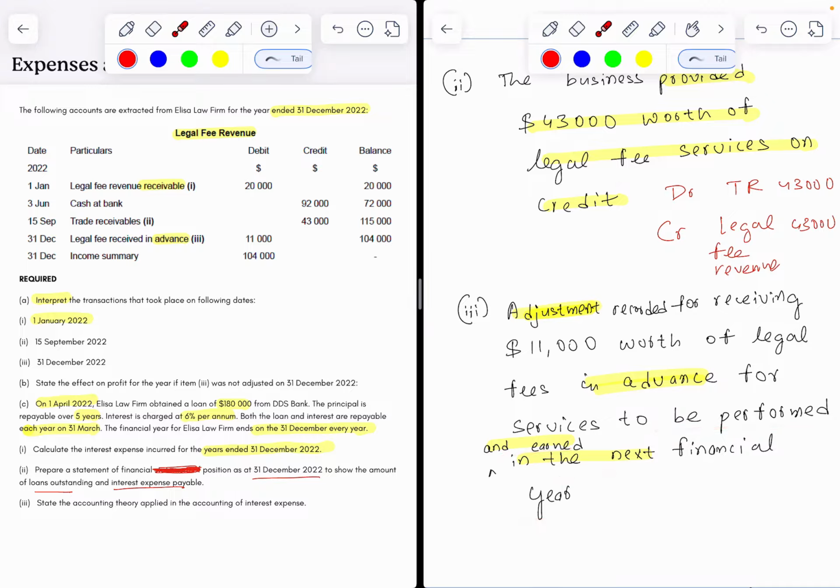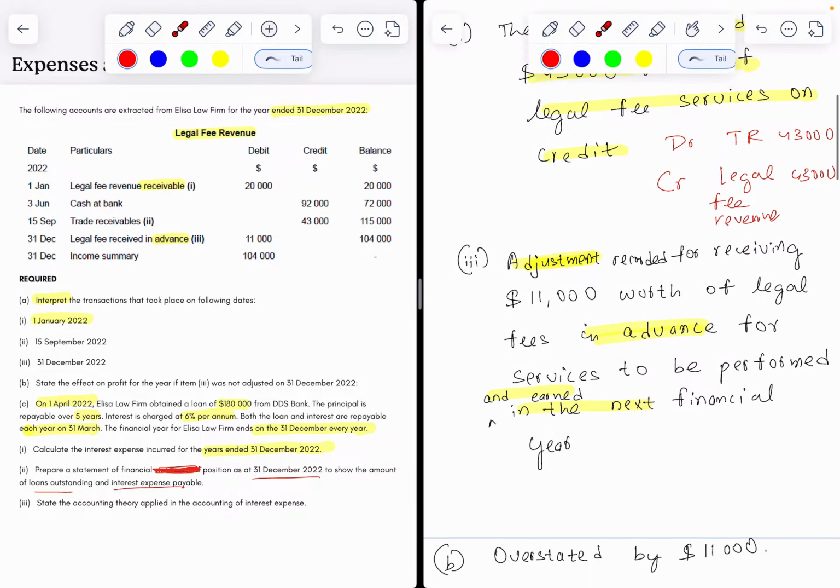So you're going to deliver on your services in the next financial year. But when you are preparing the books at 31st of December 2022, you would be showing this as legal fee received in advance, which is a current liability, and this is not really counted as part of the total revenue earned during this financial year, okay? All right, so what about part B?